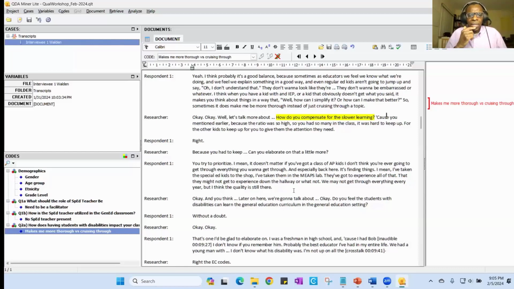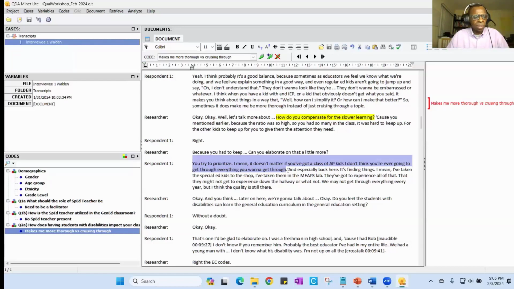You try to prioritize. I mean, it doesn't matter if you got a class of AP kids. I don't think you're ever going to get through everything you want to get through. Okay, so he's basically saying you have to prioritize. And I think, especially back here, it's like finding they've got to experience all, especially I've taken these special ed kids to the shop. We may not get through everything. Okay, so two statements clarify this point.